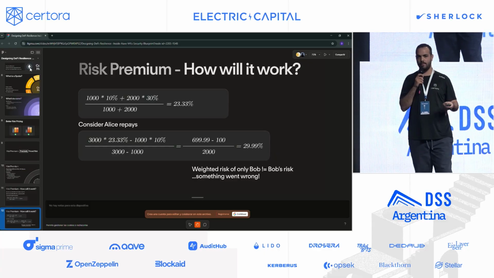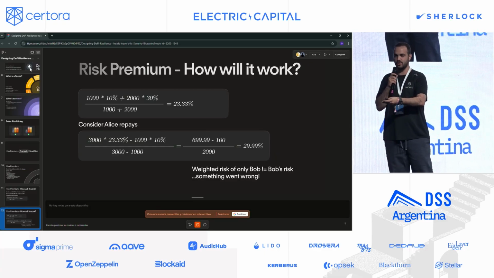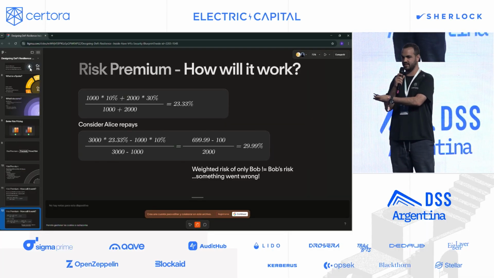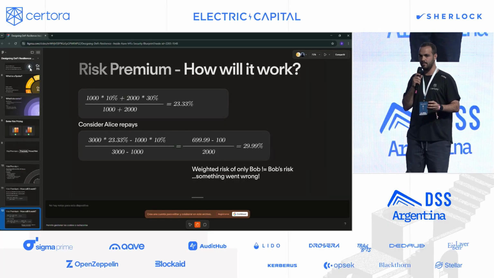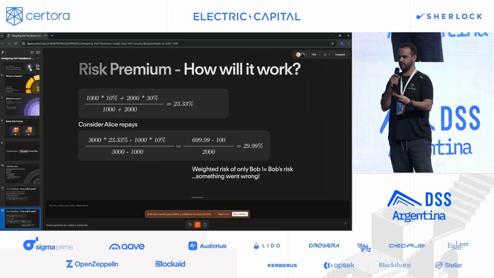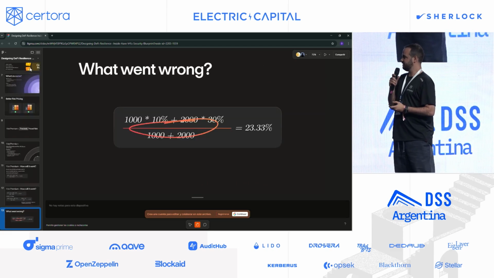It's because Bob is now the only user of the system, which means that the weighted average of the system should be Bob's collateral risk, which is 30%. It is 29.99%. It looks negligible, but every time we do an operation, this will compound. Every time it will be less and less precise. So this is wrong. So what went wrong?